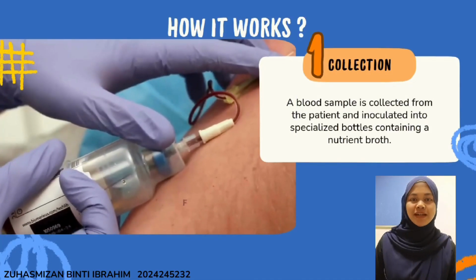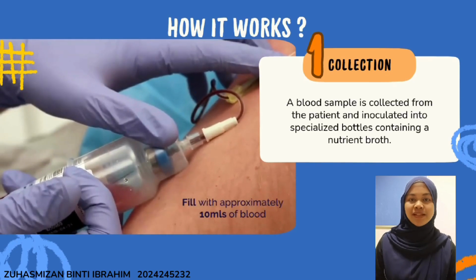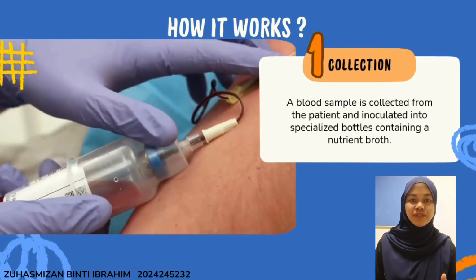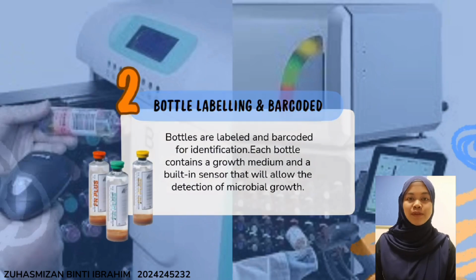The first one is blood collection. The process begins with blood collection from the patient. A blood sample is collected from the patient and inoculated into specialized bottles containing a nutrient broth. Number 2, bottle labeling and barcoding. Bottles are labeled and barcoded for identification. Each bottle contains a growth medium and a built-in sensor that will allow the detection of microbial growth.